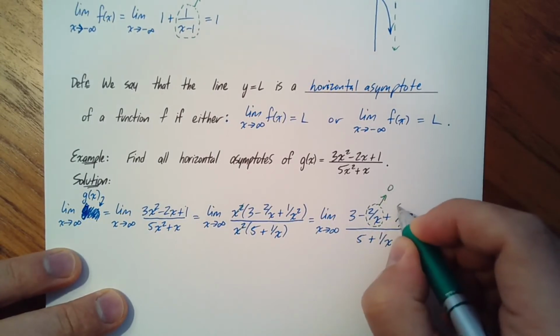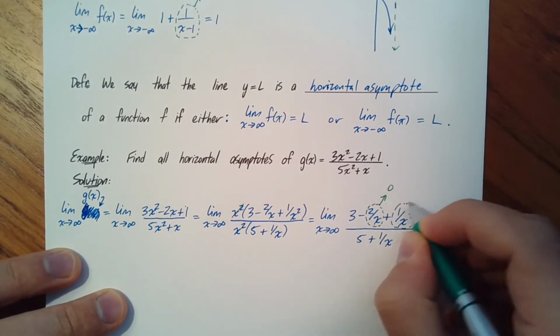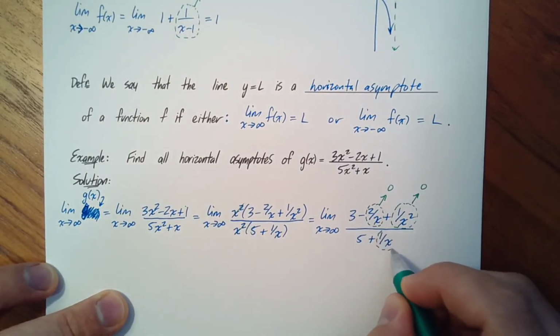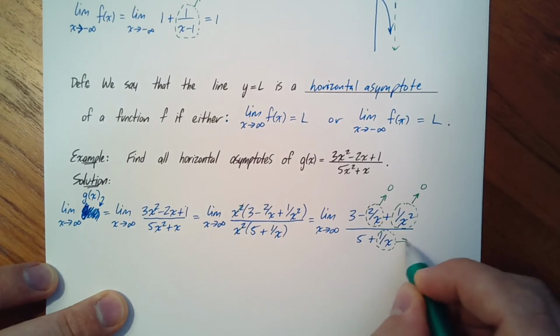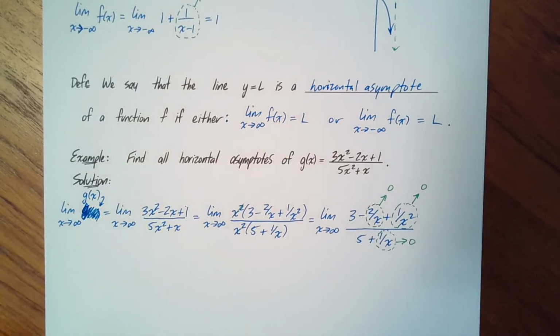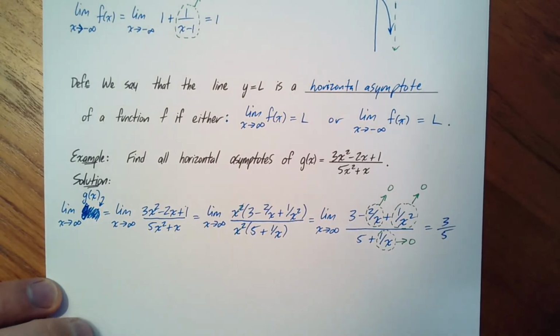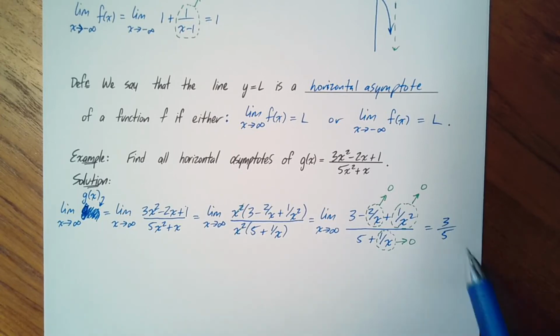This is going to go to 0. This fraction is going to go to 0. And this fraction is going to go to 0. So really what you're going to be left with is just the 3/5 at the end of the day. You're just going to be left with 3 over 5. So that means we found a horizontal asymptote of the function g. y equals 3/5 is a horizontal asymptote.